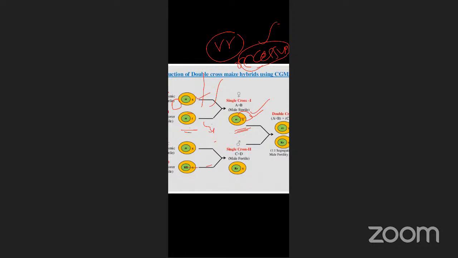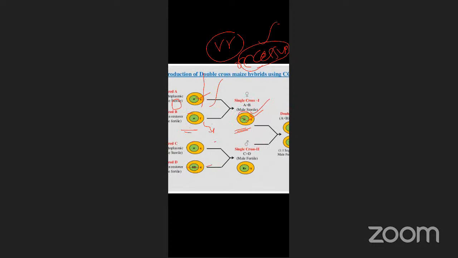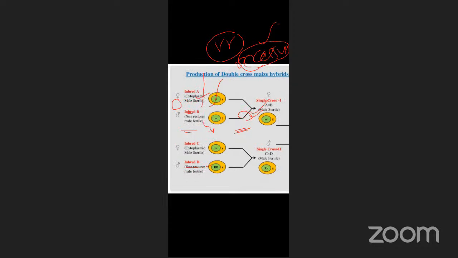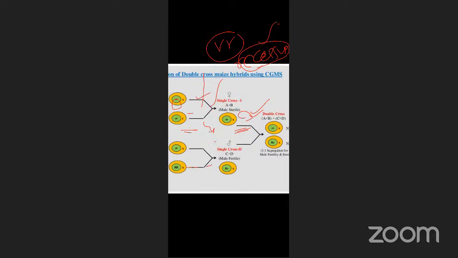Fertile. What is the reason? Of course, you took the same characters, same genes, in line A, line B, line C, line D. Then why is cross 1 sterile and cross 2 fertile? In cross 1, the recessive character is there, so sterile. And in cross 2, the dominant character is there, so fertile. That's why only the dominant character is expressed.